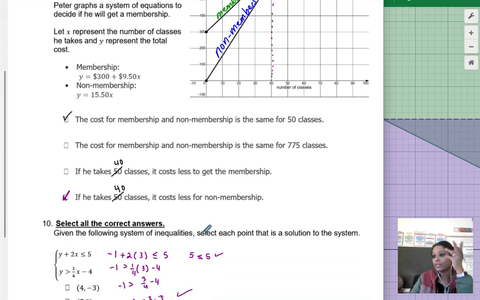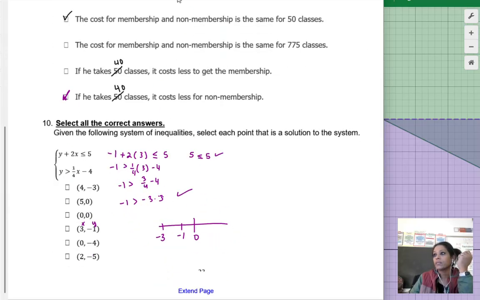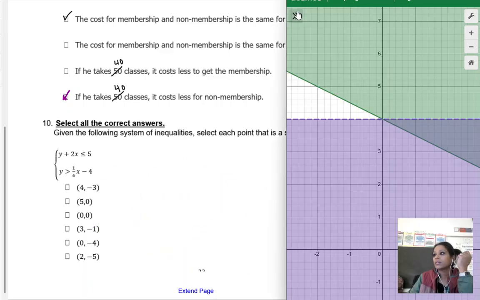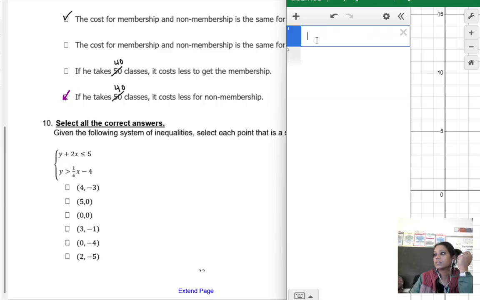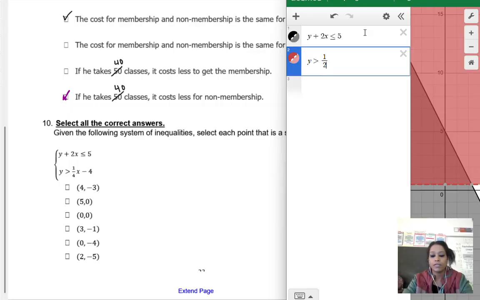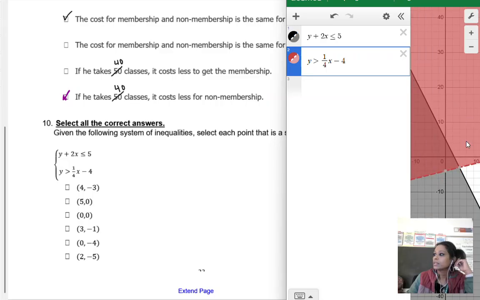All right, y'all, one more question. So let's take a look at this graph. I'm going to go ahead and graph it in Desmos. So here's the first equation: y plus 2x is less than or equal to 5. And then y greater than 1 over 4x minus 4. All right, press the home button.